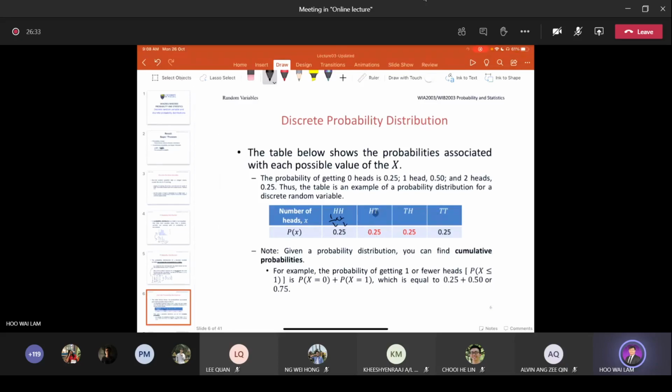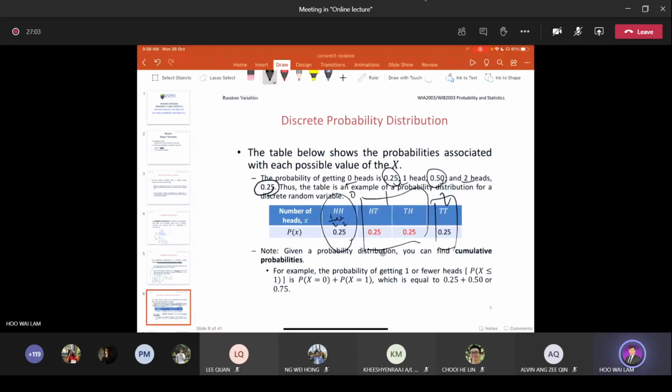So in that case, remember right now the probability that you want to measure is the number of heads. So this is 0, this one is 1, and this one is 2. That's the reason why you get 0.25 for 0 heads, 0.50 for 1 head, and 0.25 for 2 heads. You need to sum up the possibilities over here.